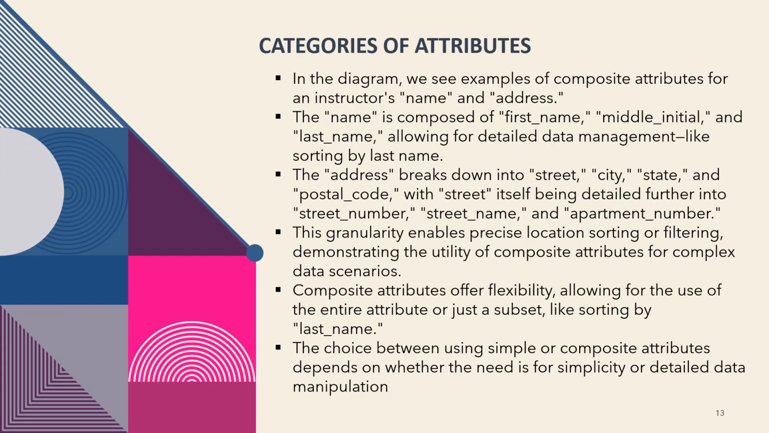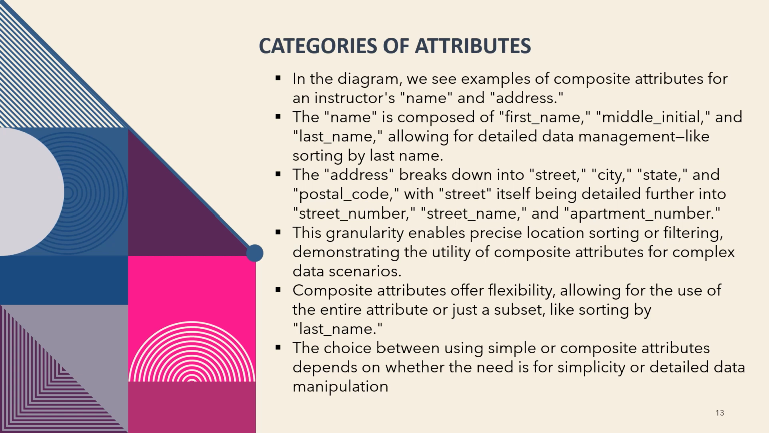Diving deeper, we encountered attributes categorized by their utility and complexity. Single-valued attributes are the unique identifiers like a student_ID. Multi-valued attributes, however, can encompass a spectrum of values, like the various contact numbers for an instructor. Then there's the elegance of derived attributes, such as an instructor's age, which is calculated from their date of birth, ensuring our database remains evergreen with minimal upkeep.